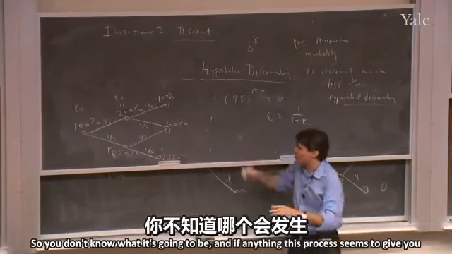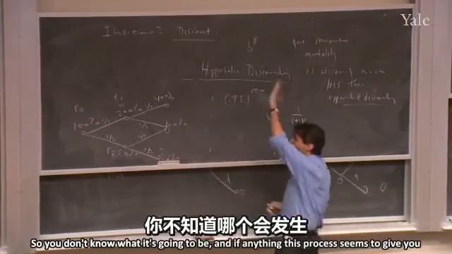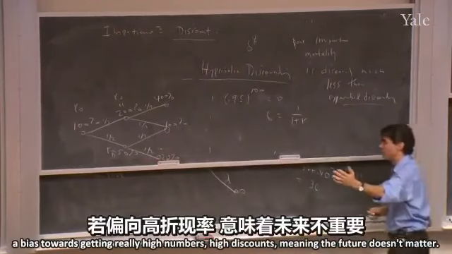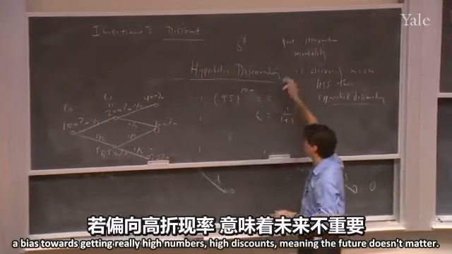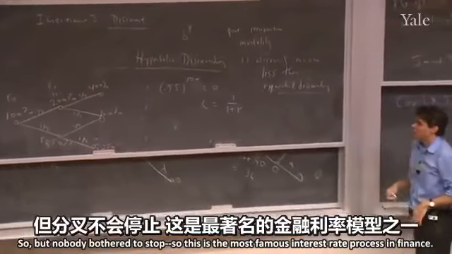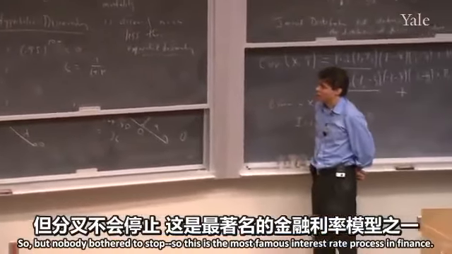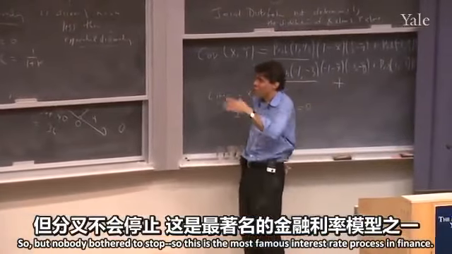Okay, so you don't know what it's going to be, and if anything, this process seems to give you a bias towards getting really high numbers. Okay, high discounts, meaning the future doesn't matter. Okay, so. But nobody bothered to stop.